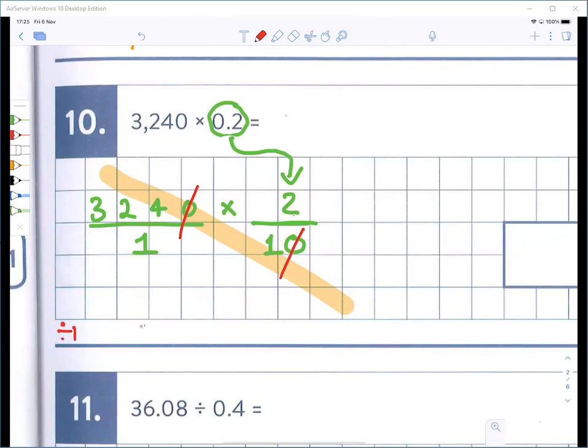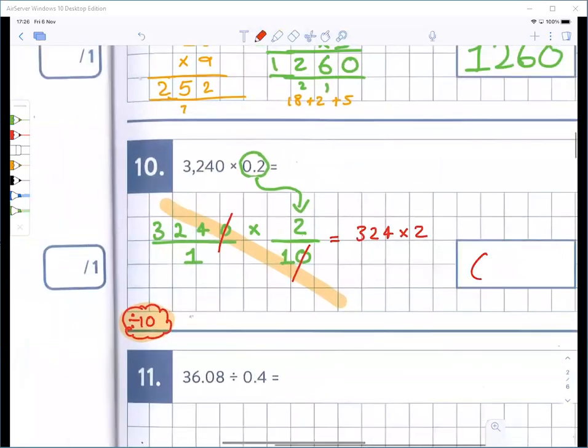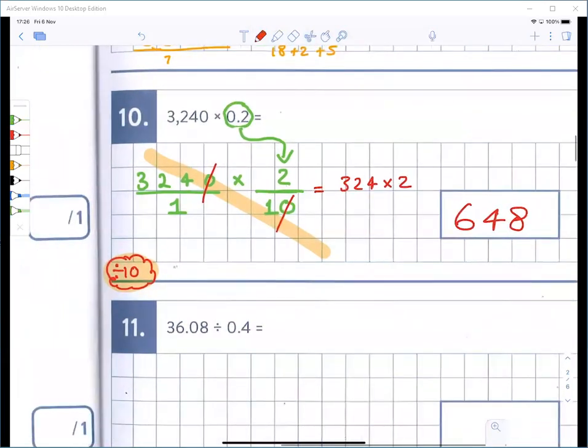What can you divide by in that direction? You can divide it by 10s. Divided by 10. So you knock off the 0 each time, yeah? So now you get left with 324 times by 2. So what's the double of 324? It's 648. Did you get that right? Yes. Good girl, well done. Excellente.